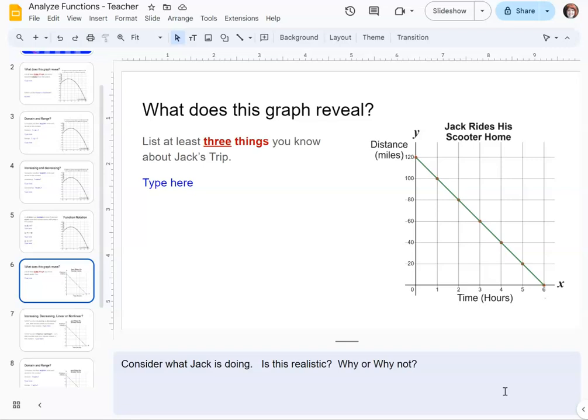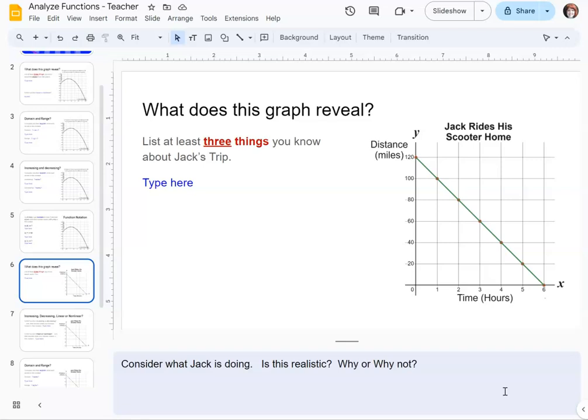So here's another example of a typical textbook problem the kids may see. I did make it up, but it's not realistic, I don't think. I hope your kids know that, and if not, encourage them to come up with some reasons why this may not be realistic. He's going 120 miles and he's riding a scooter. Most people don't ride a scooter for 120 miles. I mean, I guess they could.